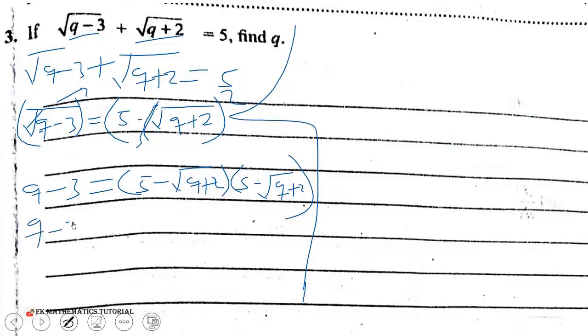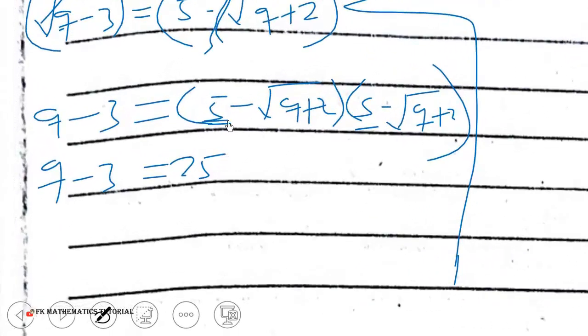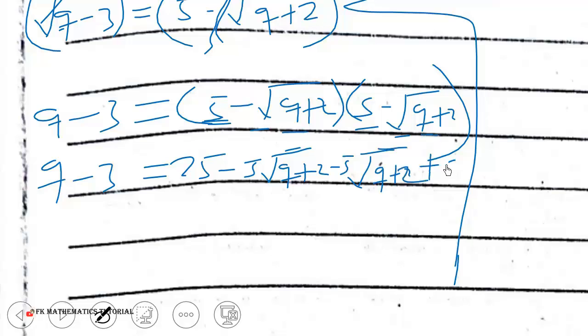So the trouble is now on the right hand side. This times this will be 25. This times this will be minus 5 square root of q plus 2. Then another minus 5, this and this, minus 5 square root of q plus 2. Then we have this and this will give you plus q plus 2.